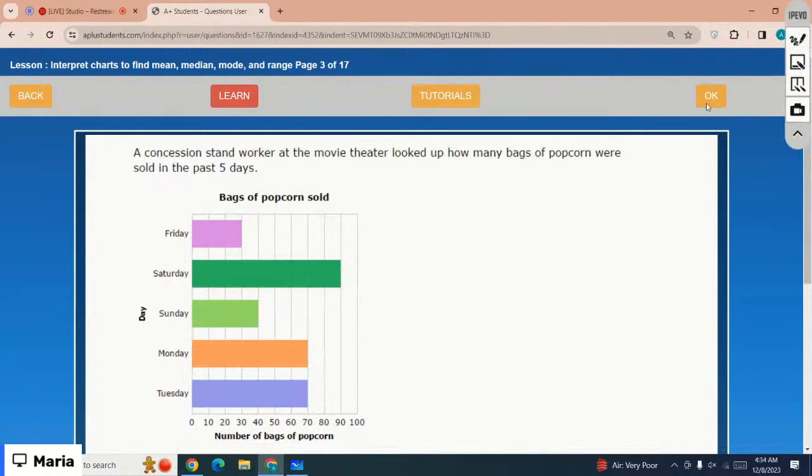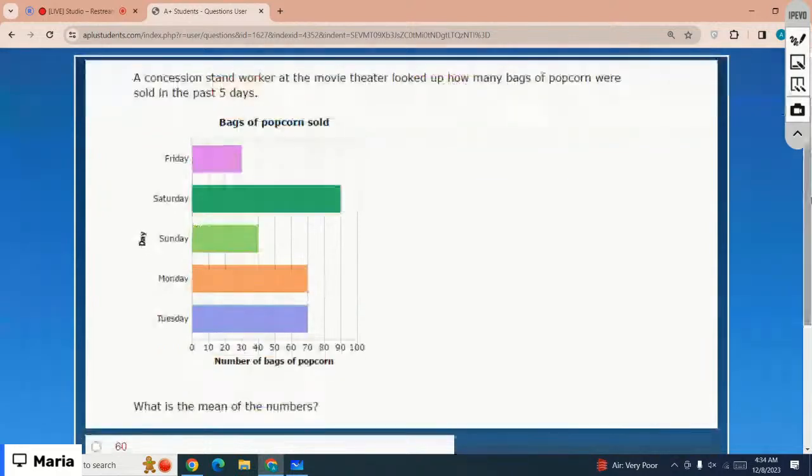Let them. Okay, a concession stand worker at the movie theater looked up how many bags of popcorn were sold in the last 5 days. What is the mean of the numbers? Basically they are different charts. I think you learned these charts in earlier grades. You need to read the values on the charts, then calculate mean, median, mode and range.